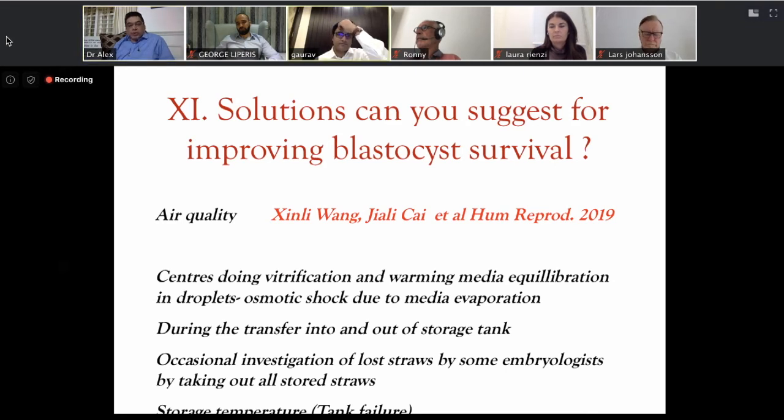Another thing that you notice is that sometimes people use the heated stage for warming or during the vitrification process. That needs to be avoided. And another thing that has to be kept in mind is based on the publication that we are showing in this slide that came out from China.